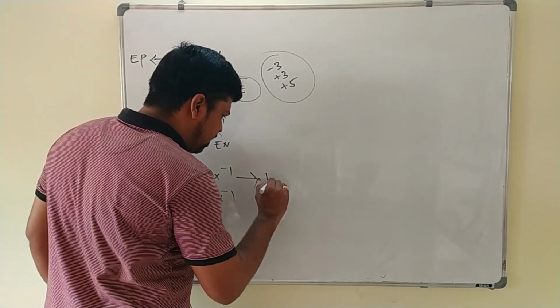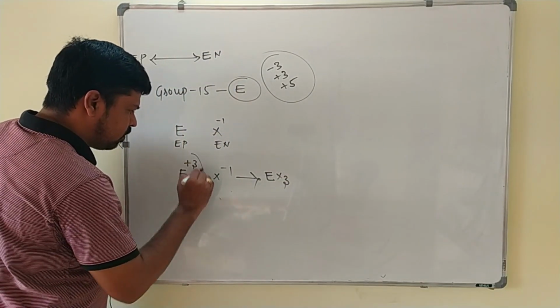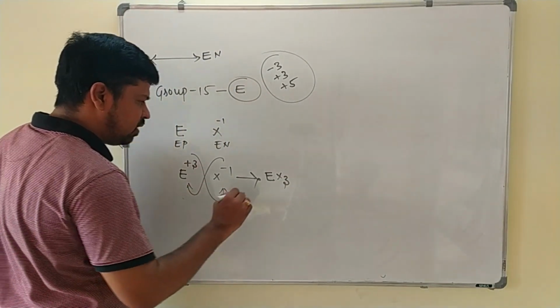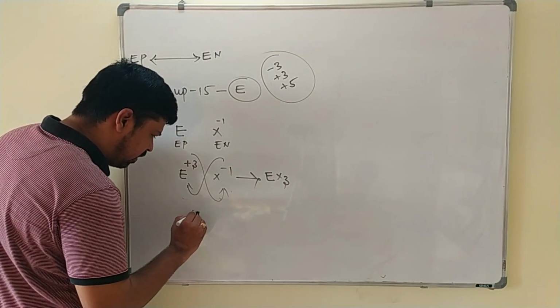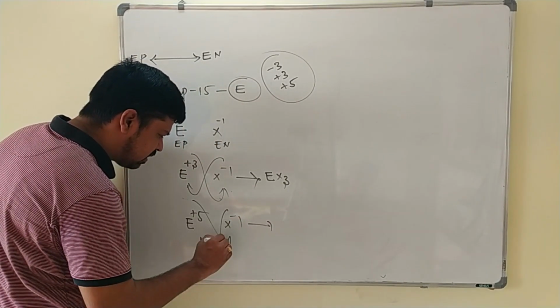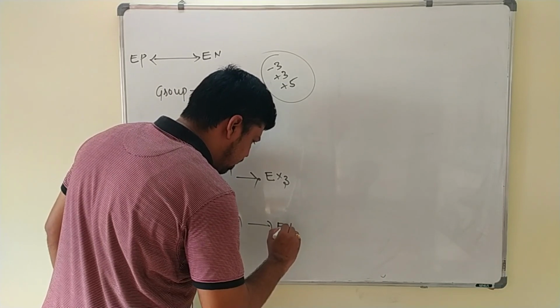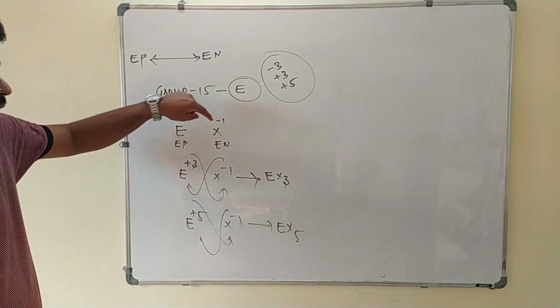Two types of halide, that is EX3. I'll write like this. This one you write here. So this is EX3, and you can take +5 oxidation state also. Then you cross multiply the charges, and you will get the formula, that is EX5 type of halides. This is the reaction of group 15 elements with the halogens.